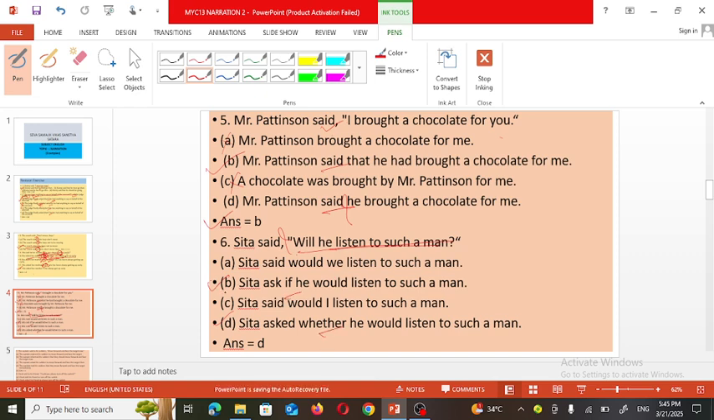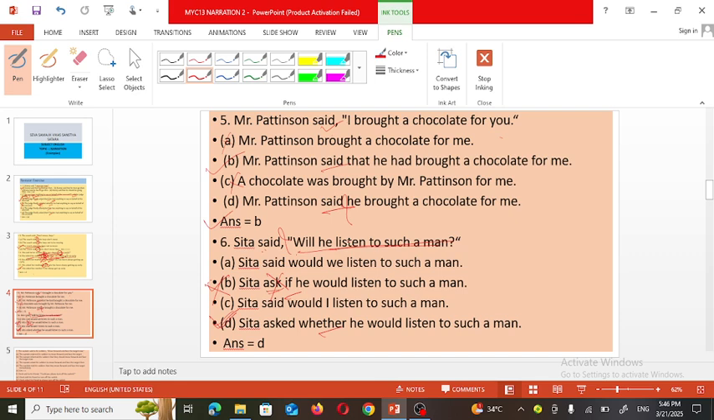Now continue. Here itself you are able to understand that said, instead of said, asked can be there, but here only ask is written, so that is wrong, and that's why this option cannot be considered, and therefore only one option remains with us, that is option D. Sita asked whether he would listen to such a man. He will listen to such a man. That means we have changed the sentence from question form to simple sentence, declarative form.